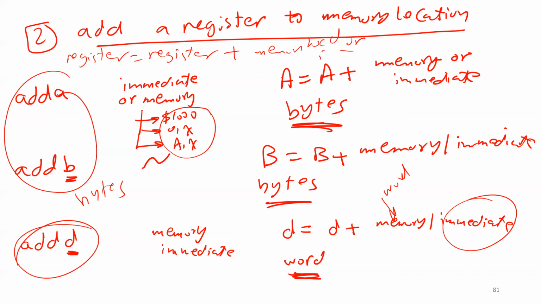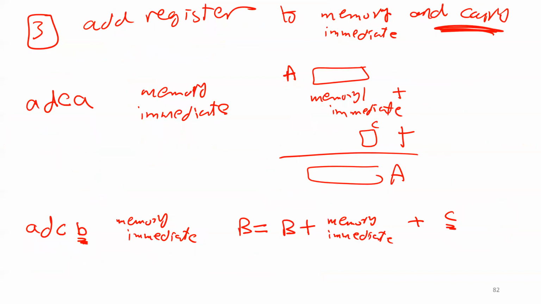We call it add with carry. As you see here, we're going to add register A plus memory location plus carry. For sure, I'm going to explain why you want to add the carry. If I want to add byte to byte, that's okay. If I add word to word, that's okay. But why would you want to add byte plus carry? I'm going to justify it. Same thing here, we have add with carry for register B: B should equal B plus memory location or immediate value plus carry. That's all we have.